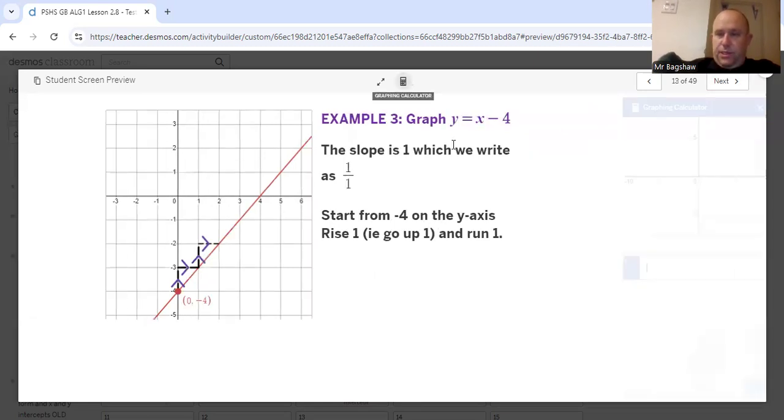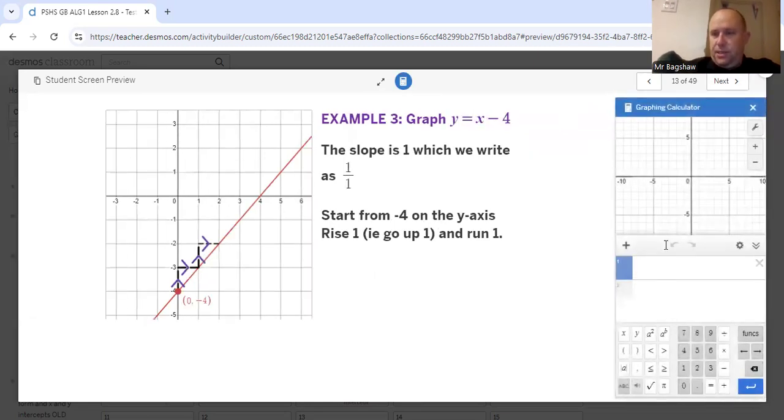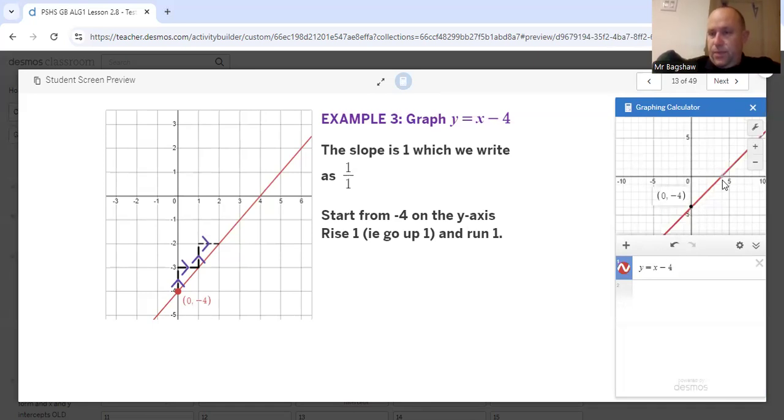Now, this is also a good one to remind you, you can always check your answers on the Desmos calculator as well. So the objective says that you have to be able to graph lines with and without technology. This is a good one to use with technology because we can look at the x-intercept and we can look at the y-intercept and we can make sure that we have the same ones on our picture.